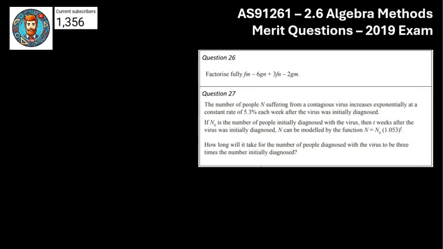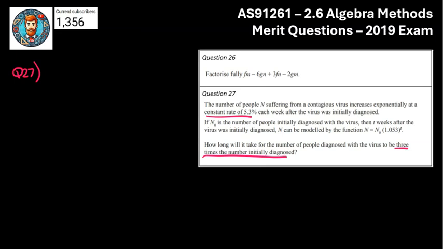Okay, and our very last question for the 2019 exam, question number 27. The low battery pen's getting up there, so we better get a move on. We've got basically a virus increasing exponentially at a constant rate, and we can see that number appearing in the formula there. N0 is the initial number of people diagnosed with the virus, and N would be the current number after however much time has passed. How long will it take for it to be 3 times the initial diagnosed?